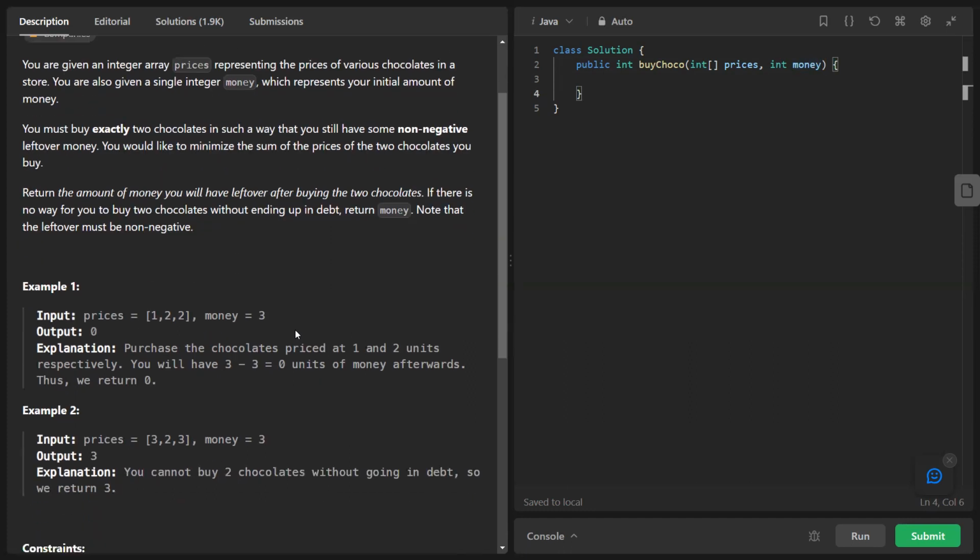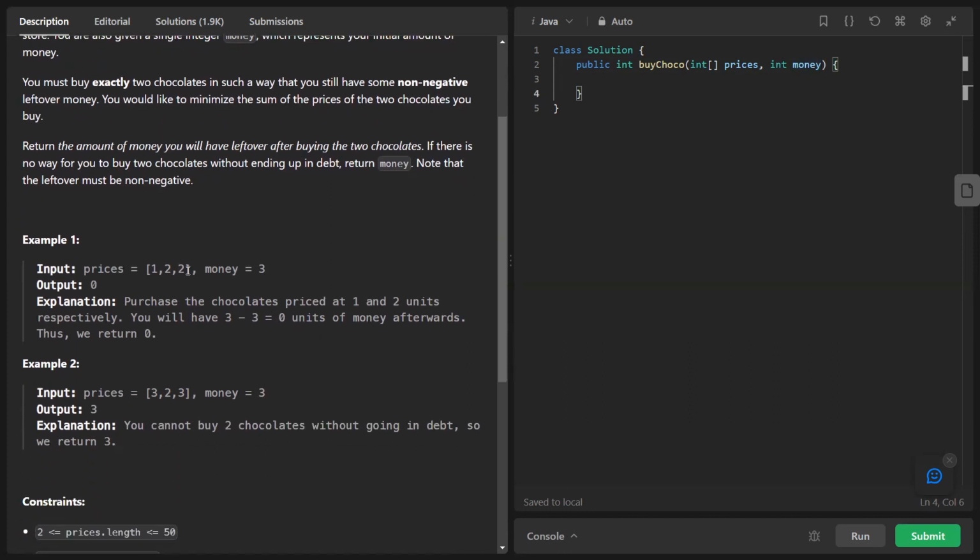So we can see this in the given examples also. He has 3 rupees with him, amount 3, and these are the prices of chocolates. So one chocolate he will buy of rupees 1, and another one he will buy of rupees 2. So 2 plus 1 is 3, and he will be left with 0 money then, and we can return 0.